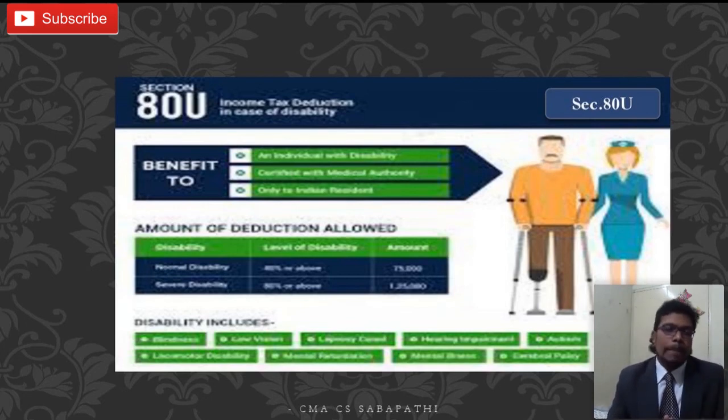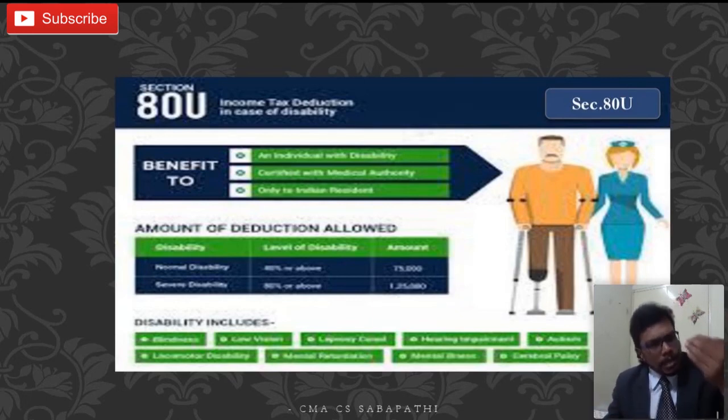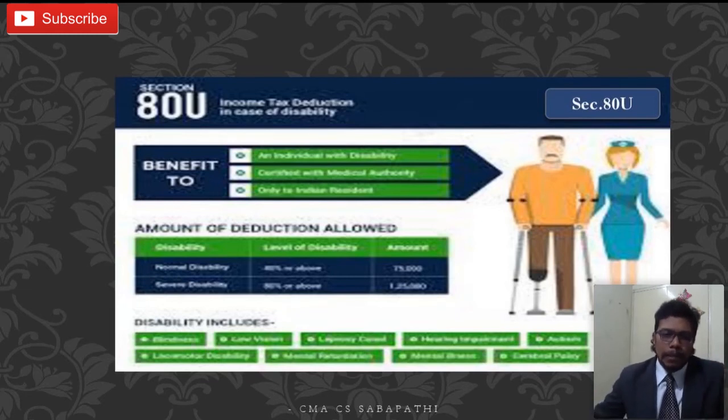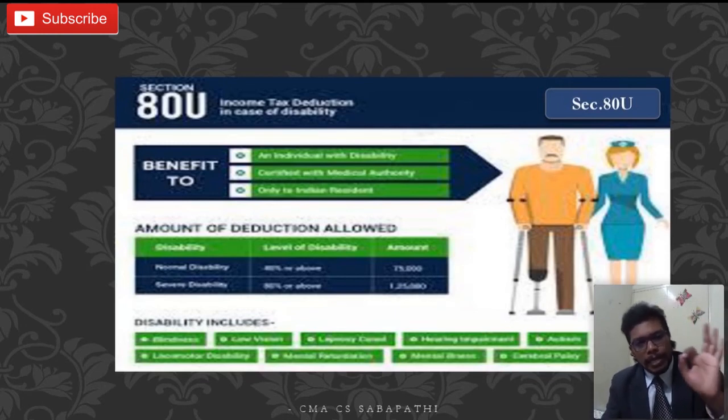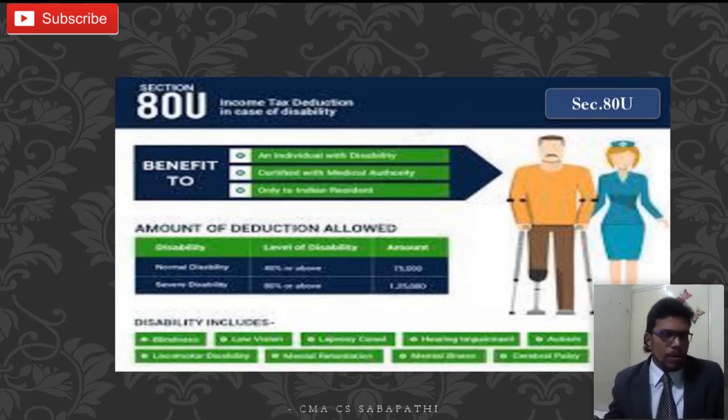Sir, I have a dependent who is also disabled. Yes, you can take 75,000 for yourself. For your dependent, my child is having some disability. Yes, you can take 75,000 for yourself and 75,000 for your child or any dependent, whether a brother or sister. You can avail 75,000 plus an additional 75,000. If you have a severe disability, in that case you can go for 1,25,000. No need to show any receipt of how much amount you have spent. No need at all. So directly you can claim 1,25,000 showing the disability, right?